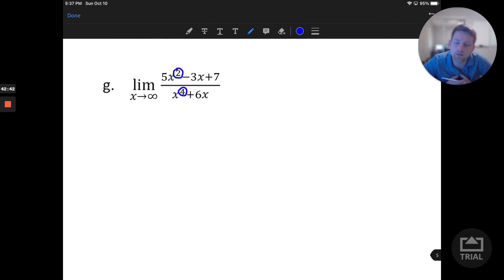Is it going to be the quadratic or the 4th degree polynomial individually? Well, hopefully you'd say the 4th degree is growing faster, at least out of those two functions. And so if our denominator here is growing at a faster rate, it's going to be overpowering the size of our numerator. As we approach infinity here, that end behavior is going to approach 0.